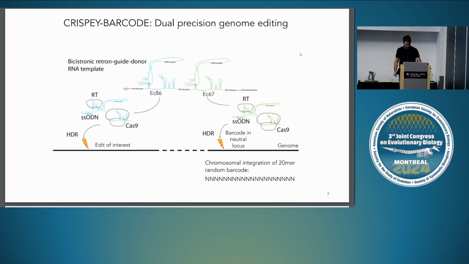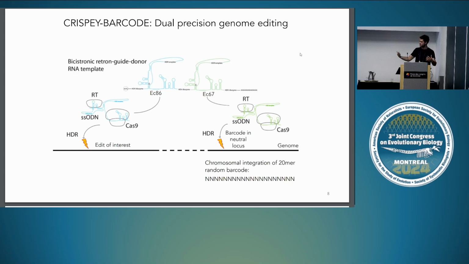And in my postdoc, in collaboration with the Fraser Lab at Stanford, I have worked on CRISPR barcode, which is a method that allows us to introduce two edits at the same time in a cell. So we can introduce a mutation of interest that we want to measure its fitness. And also in the genome, we can introduce a genomic barcode.